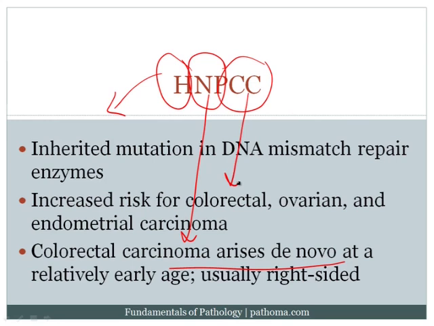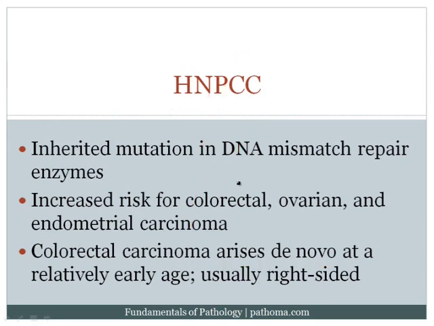However, because there is an inherited defect in all of the cells, there is also an increased risk in a couple other organs. In particular, it's worth knowing that patients with HNPCC also have an increased risk of ovarian and endometrial carcinoma, and that's particularly high yield to know, that these patients get basically three types of tumors: colorectal, ovarian, and endometrial carcinomas. So these are the two pathways by which colon cancer can arise, and it's probably important to note that there's a couple other patients that classically also get colorectal carcinoma that you also want to think about when you think about pathways per se.